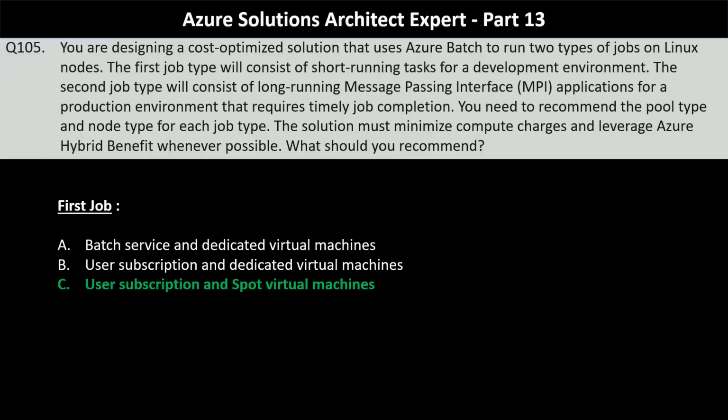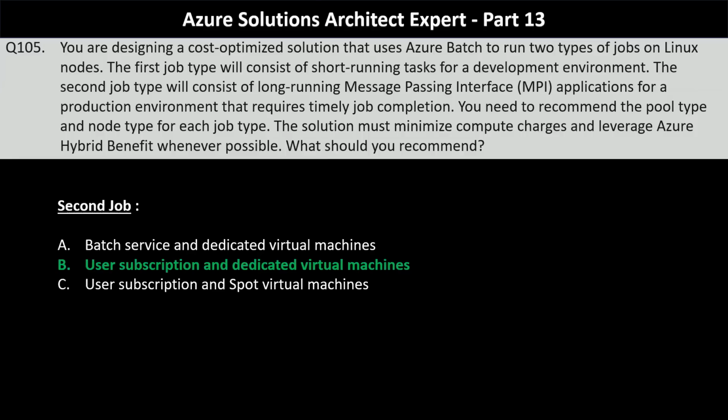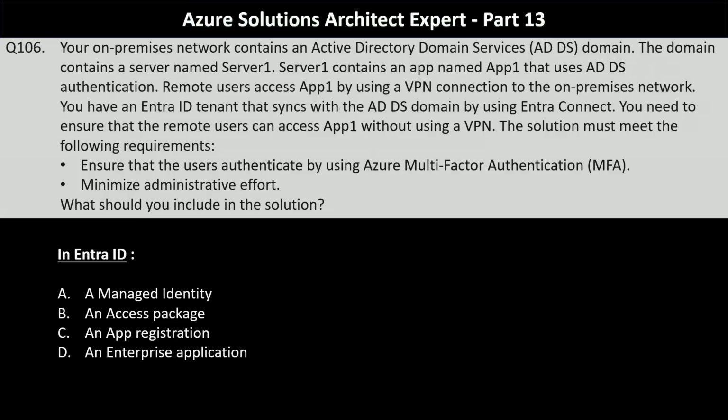Now, friends, the next part of the question is talking about what should you recommend for second job, and again, you have the same options. Now, MPI workloads require high availability, low latency, and tight coupling between compute nodes, making dedicated virtual machines essential for ensuring job completions within the required timelines. And friends, user subscription provides control over VM configuration, enabling the use of Azure hybrid benefit for Linux nodes to reduce costs if eligible. Next question.